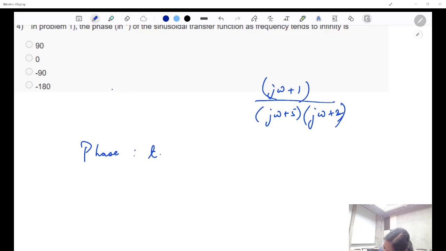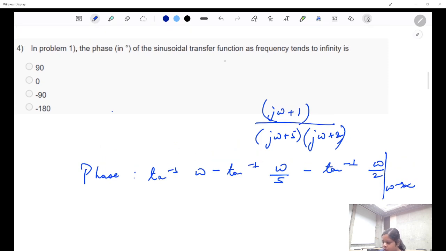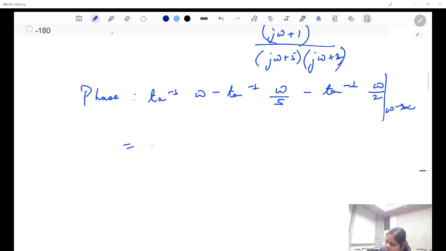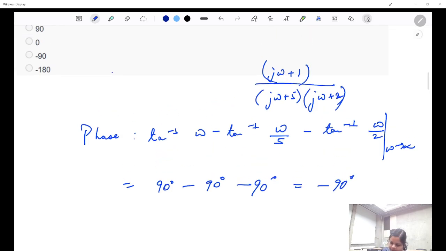It would be tan inverse omega from the numerator. For the denominator we are going to have a minus sign. It's going to be tan inverse omega upon 5 minus tan inverse omega upon 2, right? And we want to find all of this as omega tends to infinity, because it is given in the question. So from the first term it's going to be 90 degree minus 90 degree minus 90 degree. So ultimately it's minus 90 degree. So this is your answer.